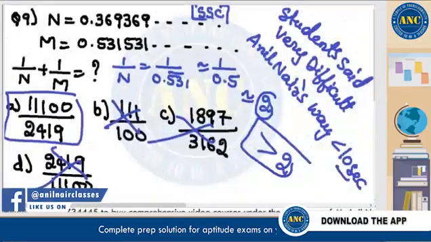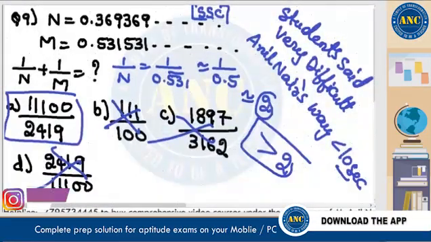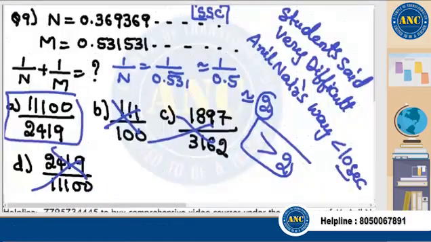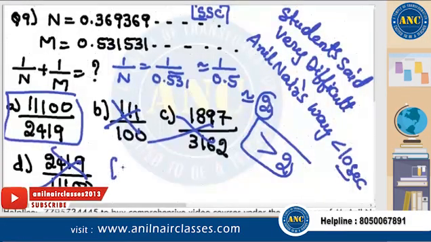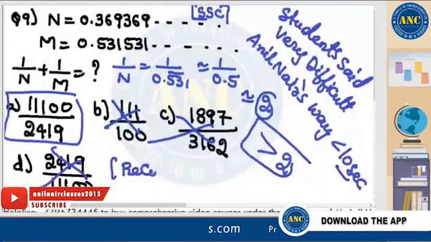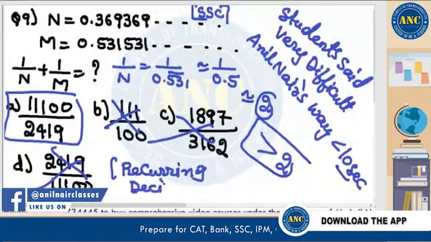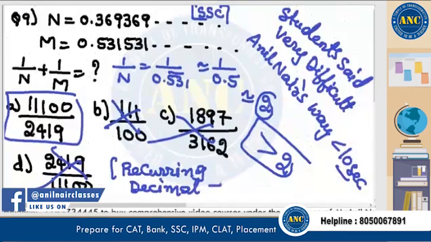The answer is just greater than 2. 0.369, 369. So they think that it is a recurring decimal. You have to use the recurring decimal concept. By using approximation, you can easily solve the question.